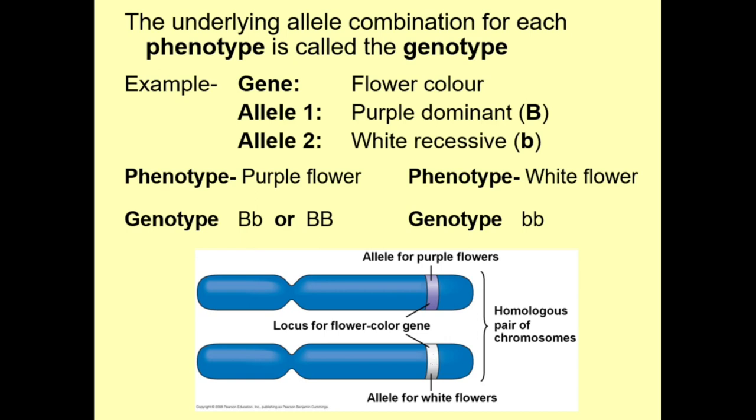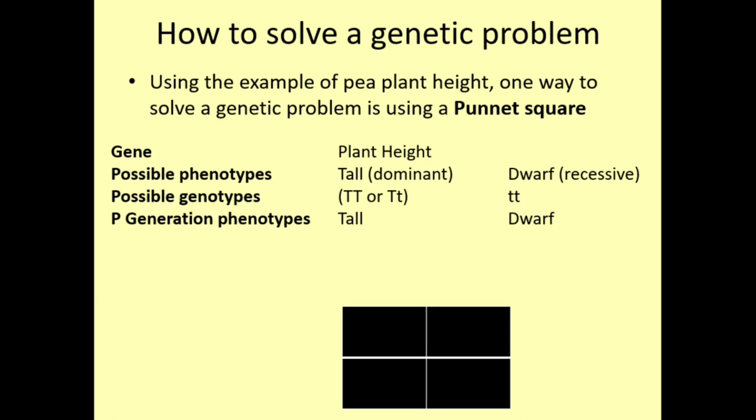So heterozygous. How can we work through Mendel's genetic problems? Well, we can use something called a Punnett square. This might be something that you've heard of before, or if you've done biology before, Punnett squares is probably something that you're familiar with. So if you get your piece of paper and pen ready, we can work through this one together, and then on the next slide, I'll set you a little problem that you can work out yourself.